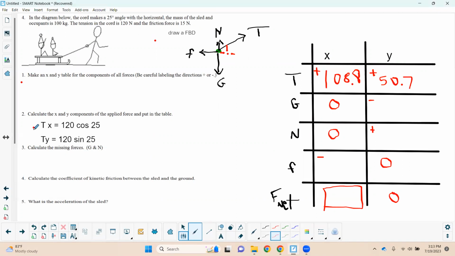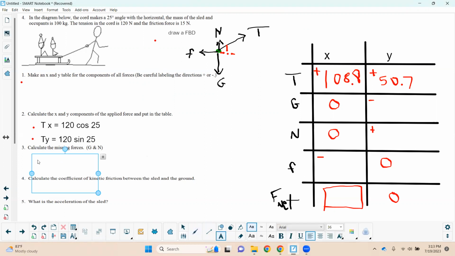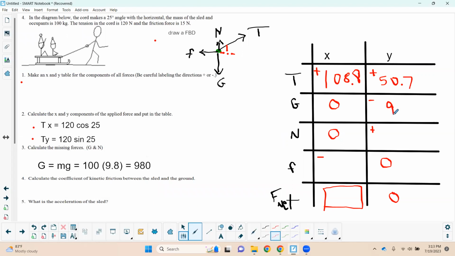So we're done with the tension, two components for tension. We're going to find gravity next. So gravity, G equals mg. So we plug in, it says 100 is the mass of everything, and 9.8 is the acceleration, so that's going to be 980. So this value going down is much bigger. So this arrow should be much bigger, but it's okay. It's just a sketch. So let me write that in. So 980 is negative. And we're pretty good with that.